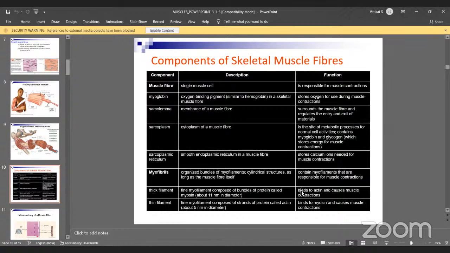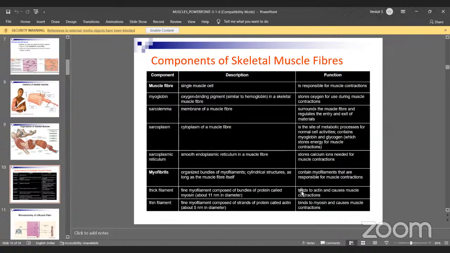The next one, sarcoplasm. The description of sarcoplasm is the cytoplasm of the muscle fiber. Its function is to be the site of metabolic processes for normal cell activities. It contains myoglobin and glycogen, which store energy for muscle contractions. So this is very important.